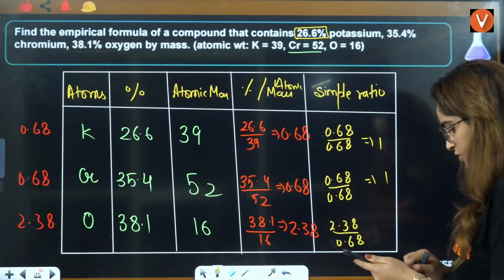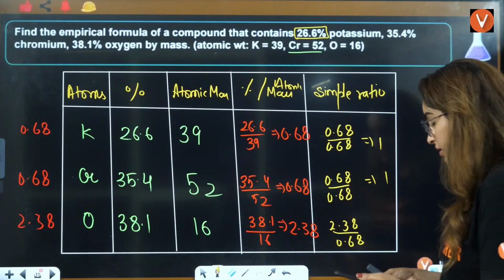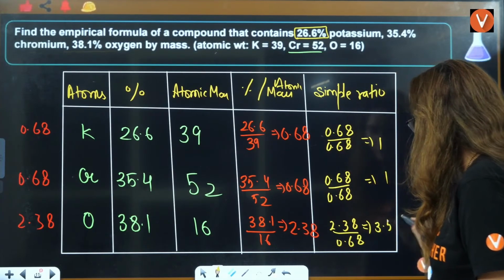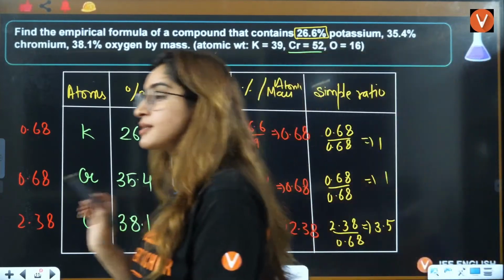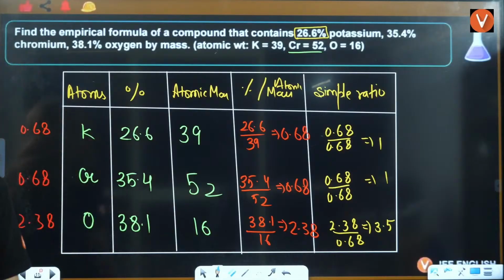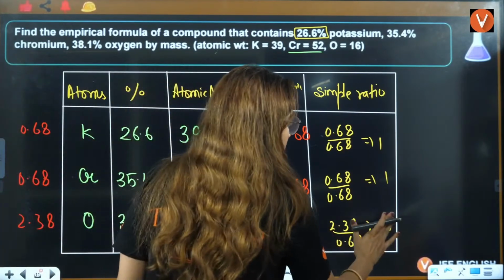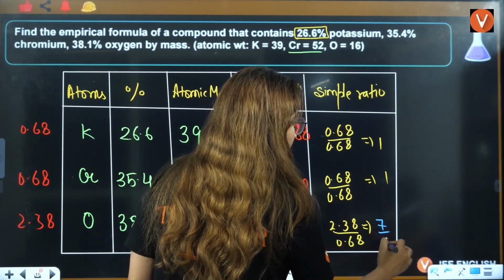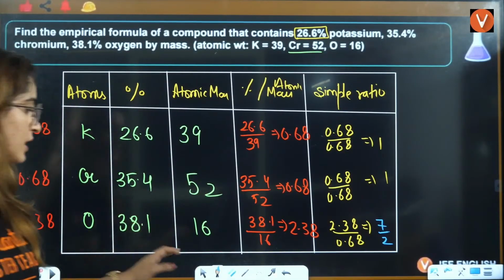Wait a minute, 2.38... it is coming out to be 3.5. Okay? 3.5 it is coming out to be. Then you have to be very, very careful in understanding this. 3.5 means it will be 7 by 2. Can I write it as 7 by 2? Right? It can be 7 by 2.